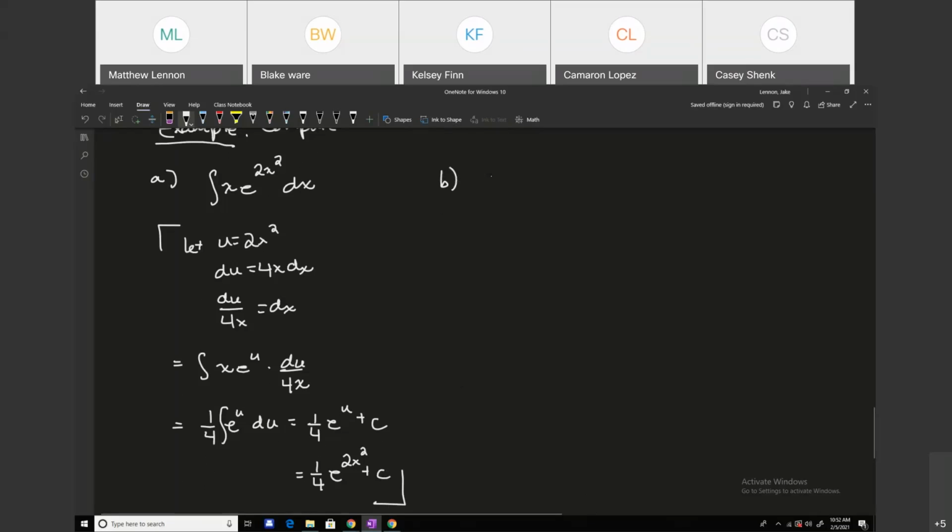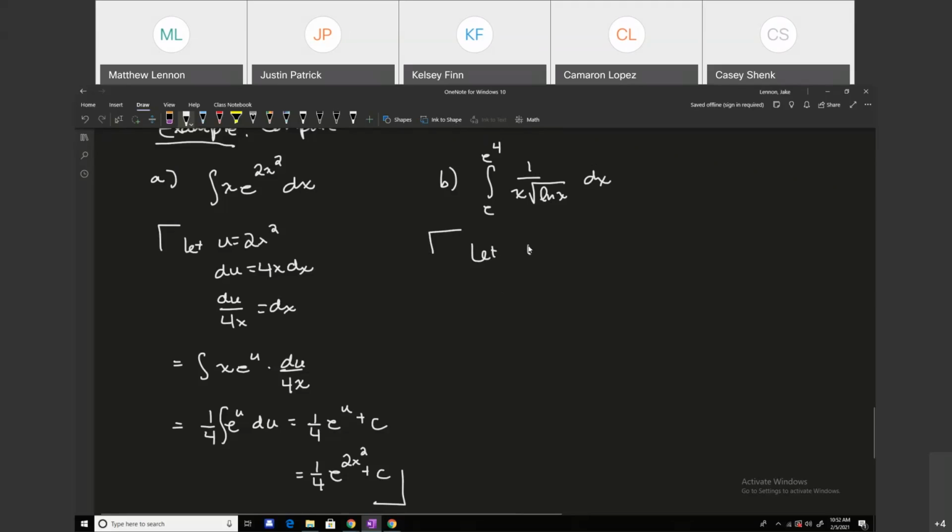Part B here, let's say we have the integral from e to the 4th of 1 over x square root of natural log of x. Now it looks kind of complicated, but again, notice you have a natural log of x and a 1 over x. So your natural choice is going to be u equals the natural log of x, and it'll take care of that 1 over x for us.